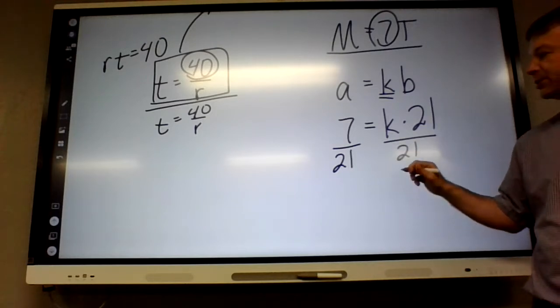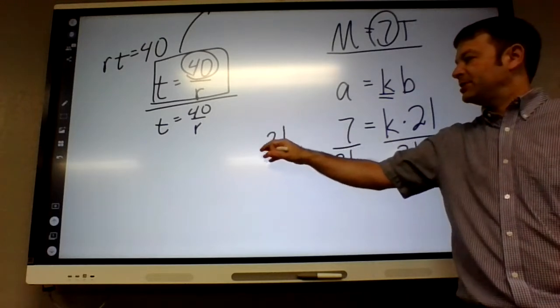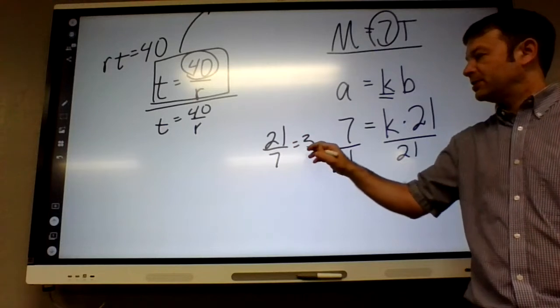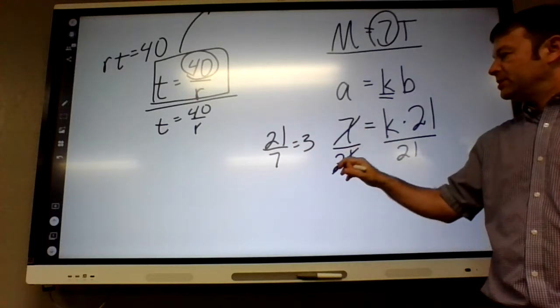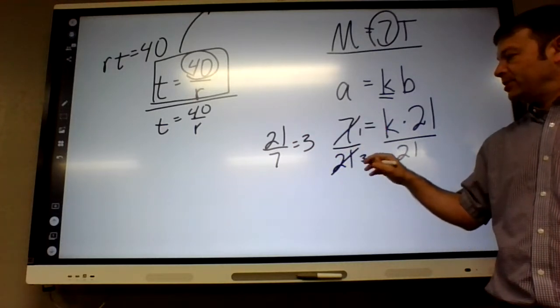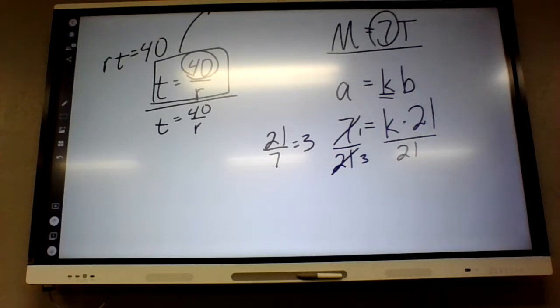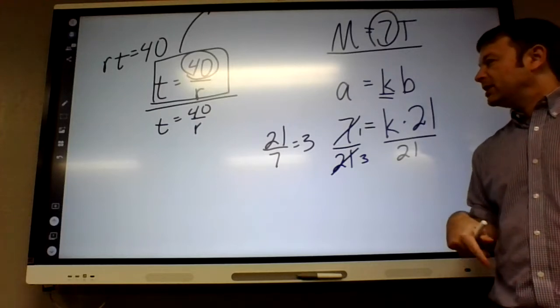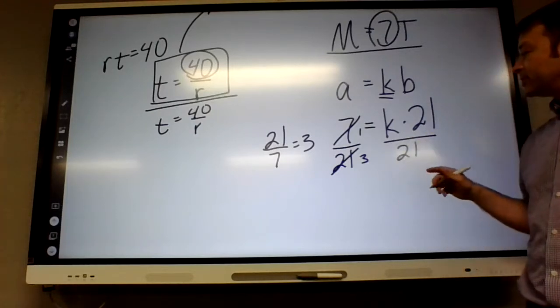Okay, 21 divided by 7. How many times does 7 go into 21? 3. But if you divide these by 7, you get 1 over 3. It's like if you eat 7 out of 21 of your fries, you've eaten 1/3 of your fries. Anyway, so it's 1/3.